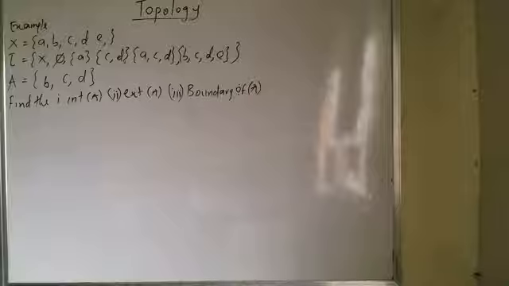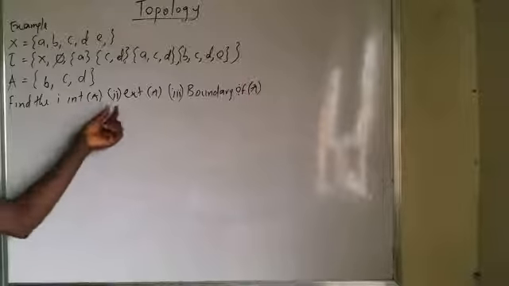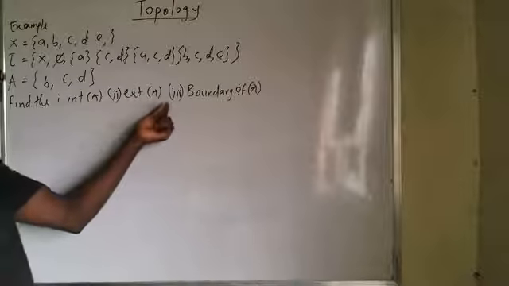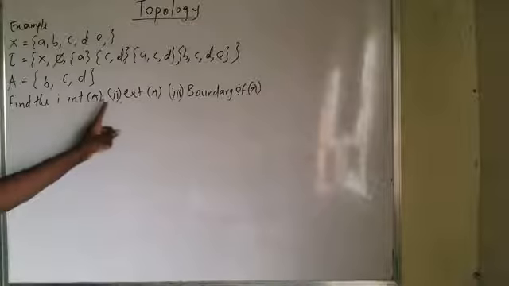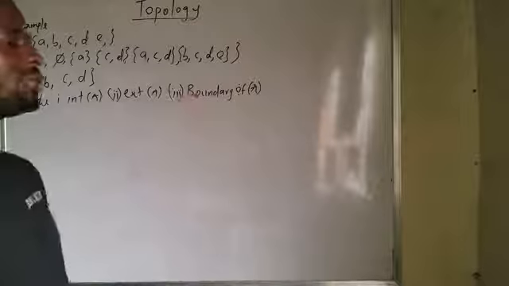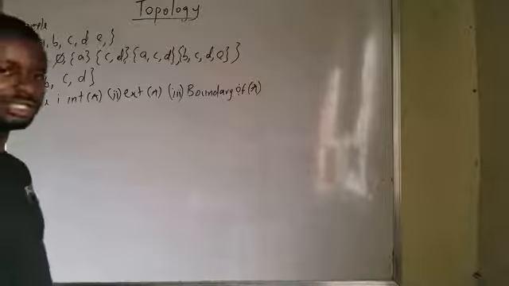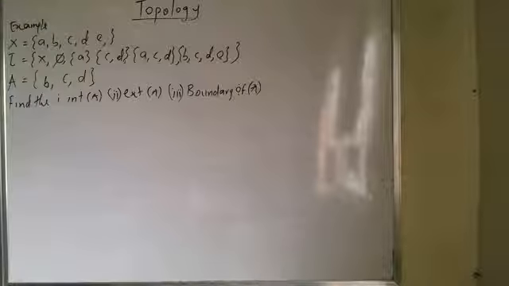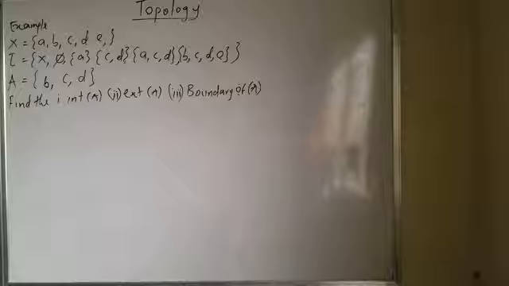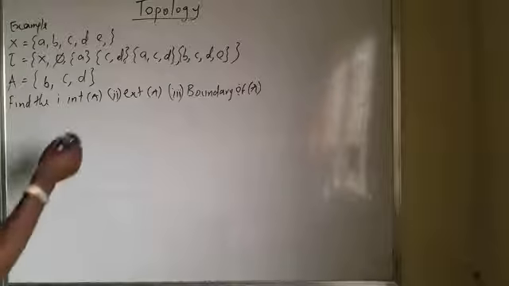You are asked to find: one, the interior of B; two, the exterior of B; three, the boundary of B. After solving this, you will understand interior, exterior, and boundary very well. Now let's see how it will go. Now, the solution to this problem.